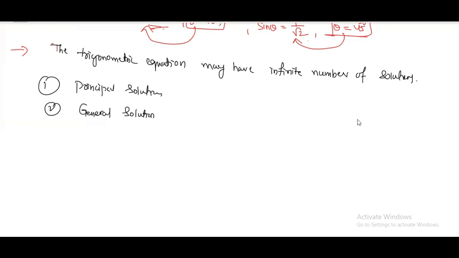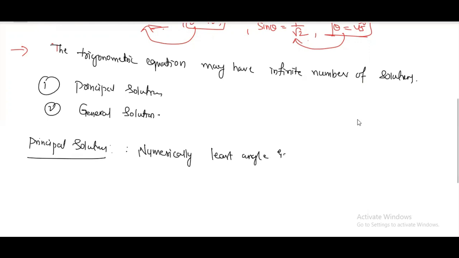What is meant by principal solution? What is the definition of principal solution, and how can we find it? The principal solution is the numerically least angle. Numerically least angle is called the principal value.